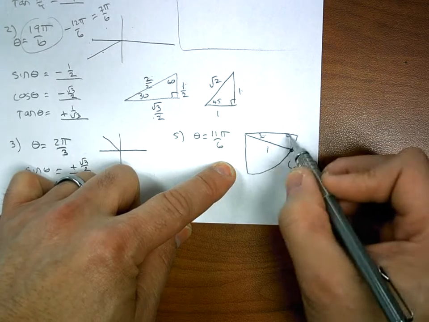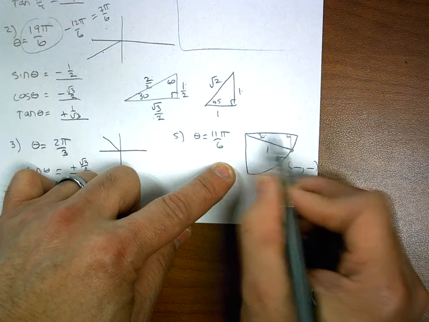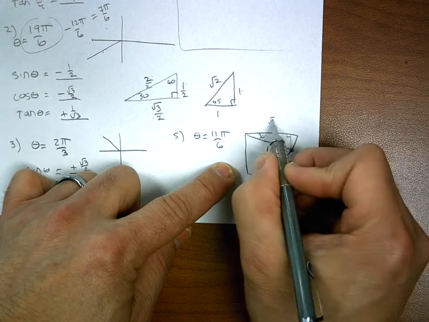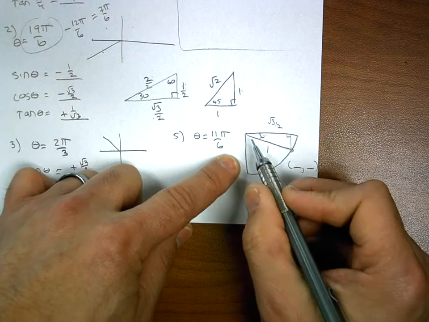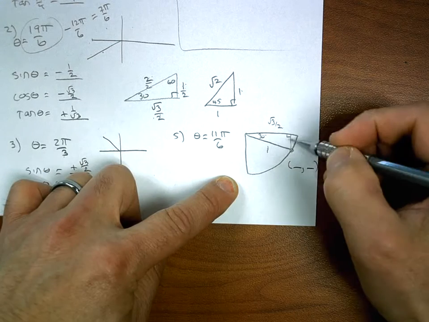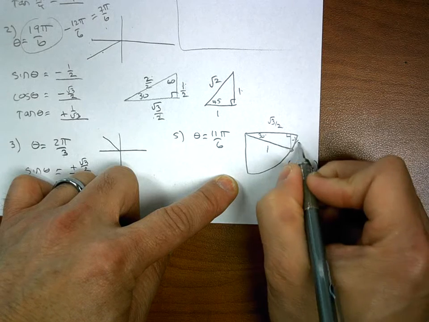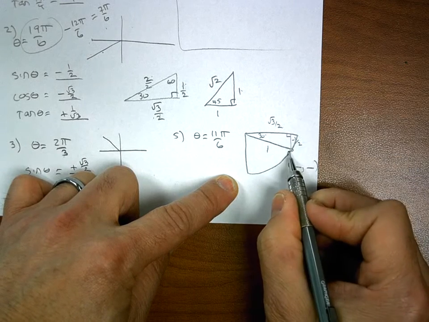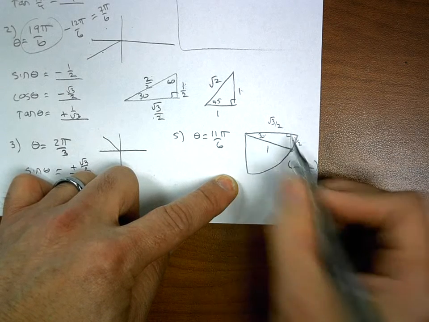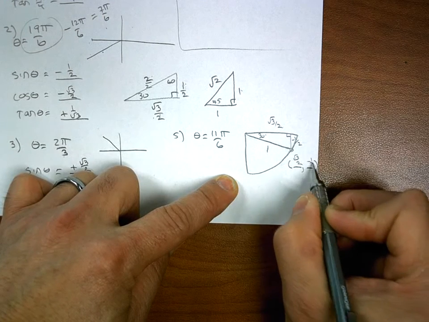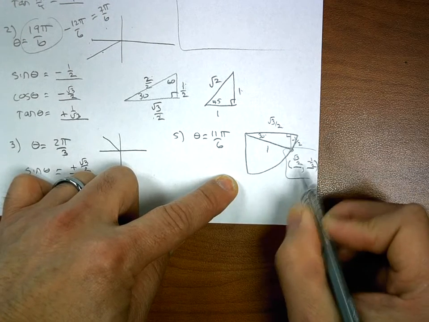Okay, so what is this length right there? Root 3 over 2. It's opposite of 60. That's our root 3 over 2. Is it positive or negative? Positive. Okay, what about this one? Negative 1/2. So negative 1/2. So to get to this location, we have to go over root 3 over 2 and then down, so negative 1/2. Okay, and that's the answer they want right there. What the location is, the ordered pair.